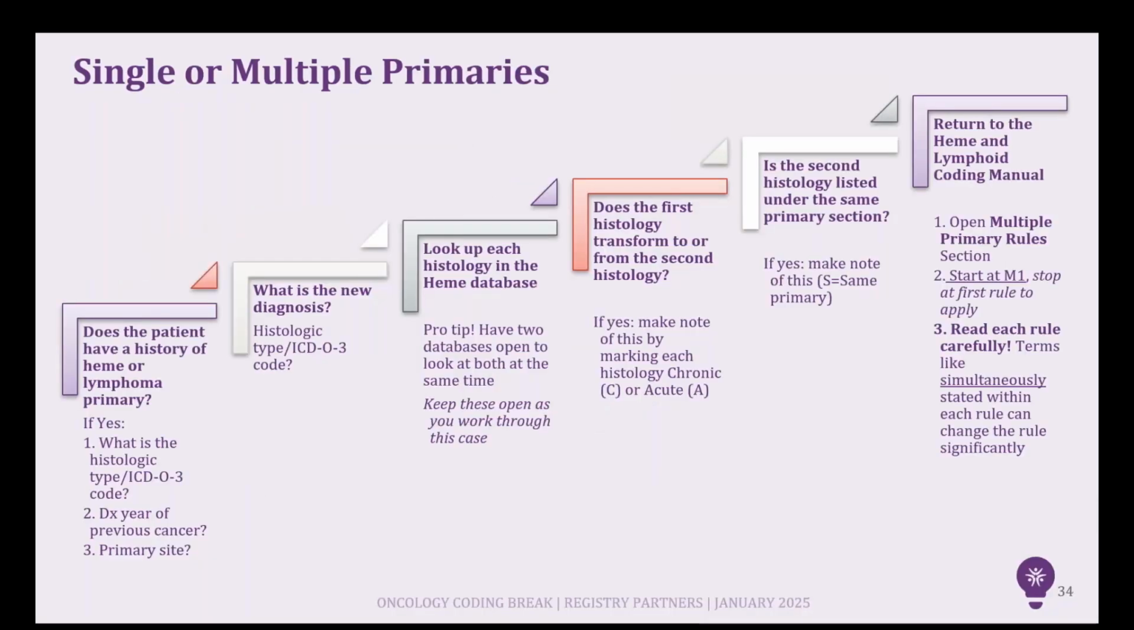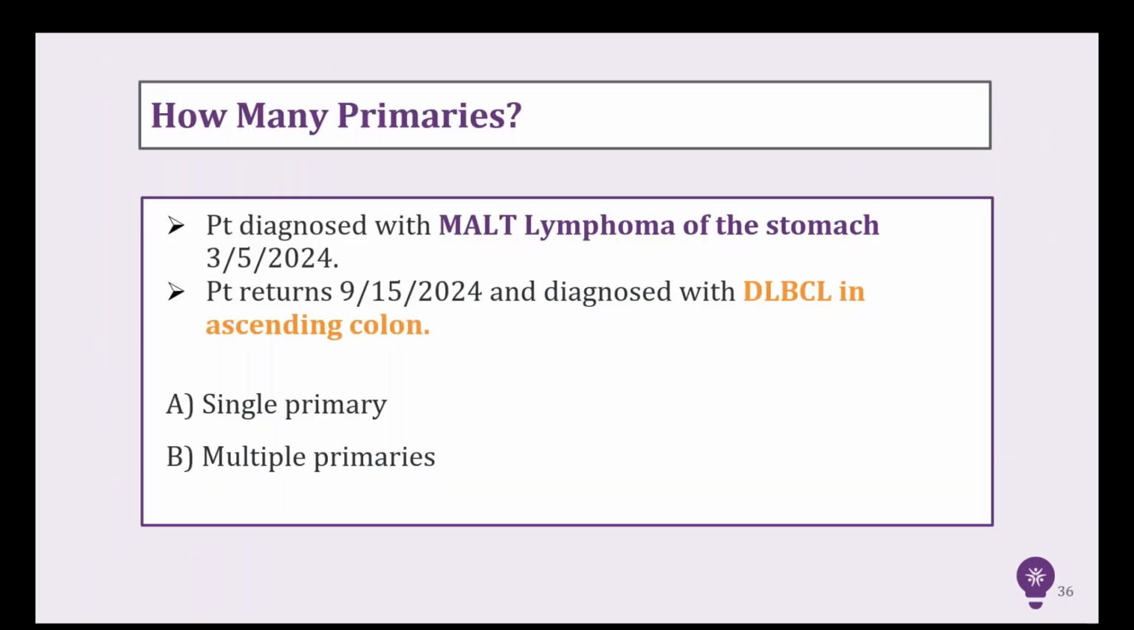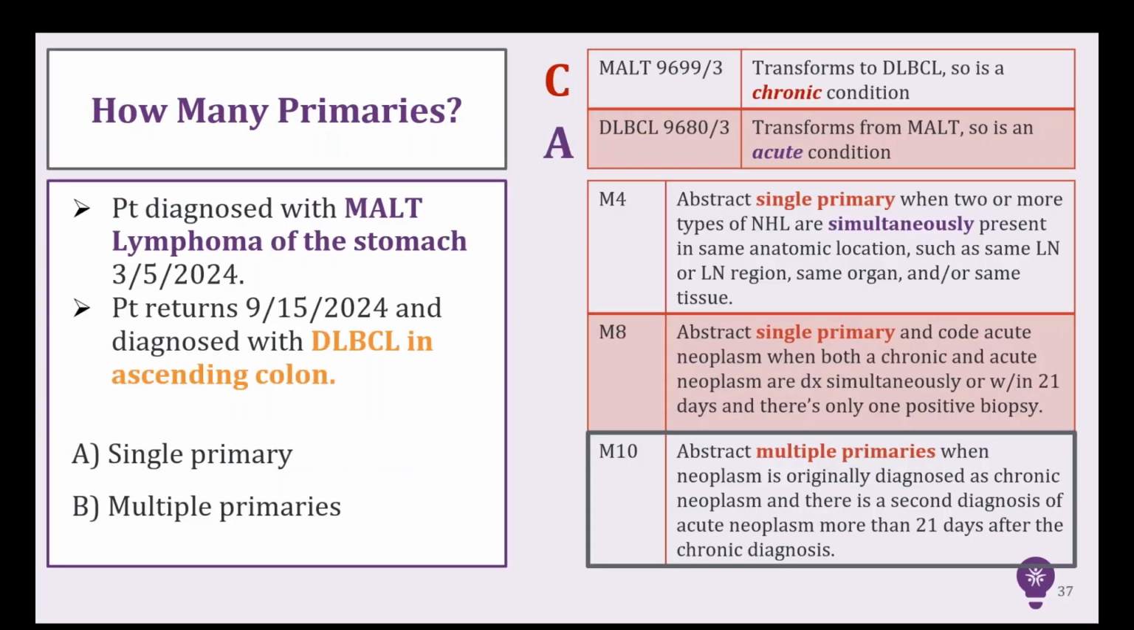So let's practice this process and look at an example. So now we have a patient who was diagnosed with MALT lymphoma of the stomach on March 5th. This patient returns September 15th and is diagnosed with DLBCL in the ascending colon. So we're going to look both of these up in the heme database, and we find out that MALT transforms to DLBCL. So we're going to label that a C for chronic. DLBCL transforms from MALT, so we're going to label that an A for acute.